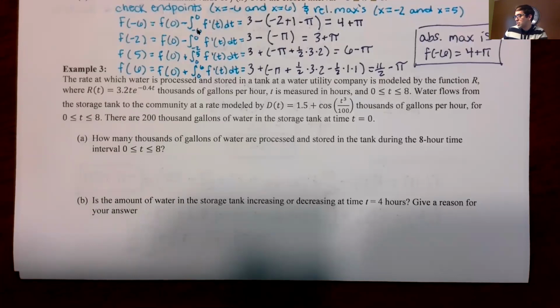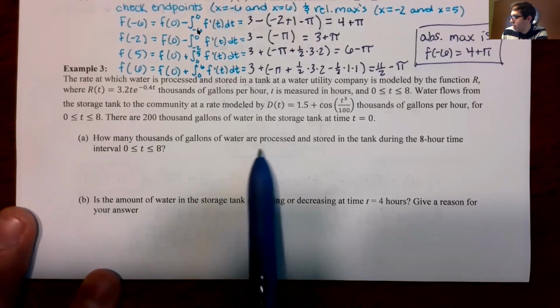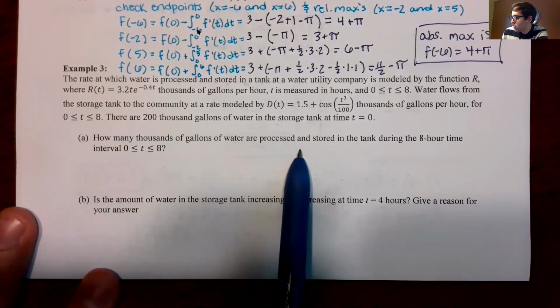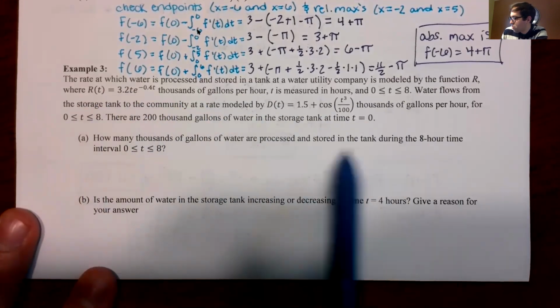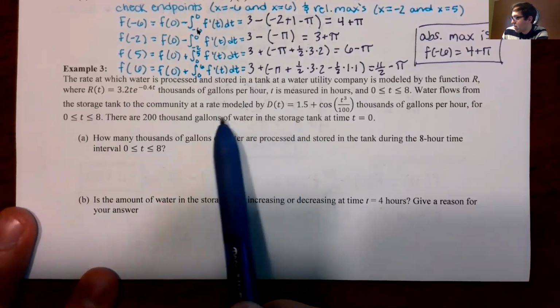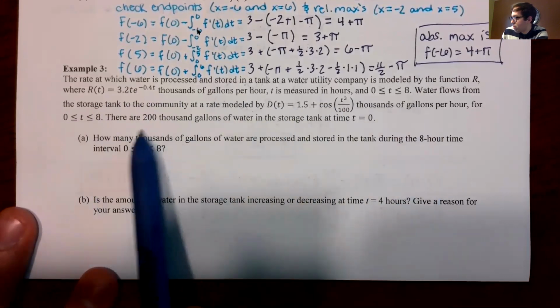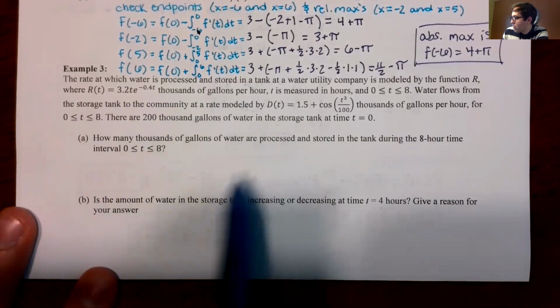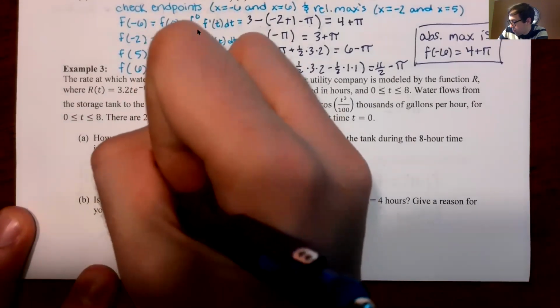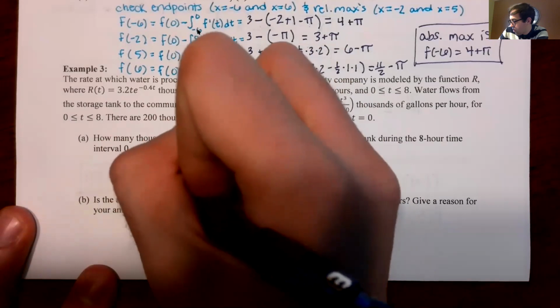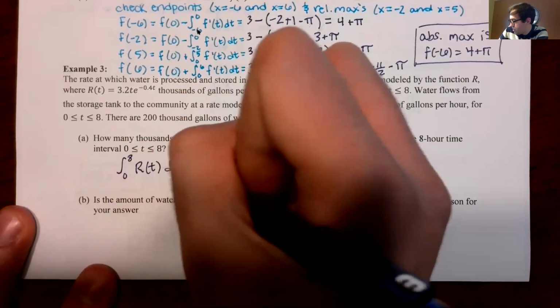Okay, so for this specific question, we just want to know how much water is processed and stored. And that is this R of t function. We're not really caring right now about how this water flows from the tank to the community. We just want to know how much is actually processed. So to figure that out, we have the rate, and we are looking for the amount, which is one step up from the rate. So we're looking for the integral from 0 to 8 of R of t dt.